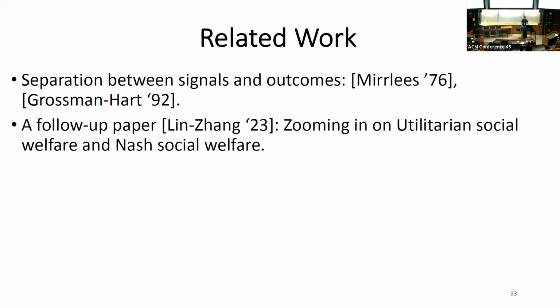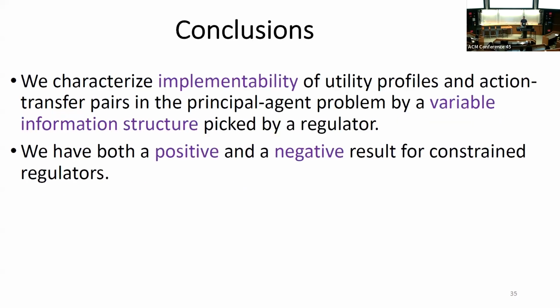Okay, so as for the related work, I'll just mention that we have a follow-up paper by Lin and Zhang that is zooming in on some objective functions based on our characterizations. So to conclude, we give a full characterization for implementability of utility profiles and action-transfer pairs in the principal-agent problem by any information structure picked by some regulator. And we also have a positive and a negative result for constrained regulators.